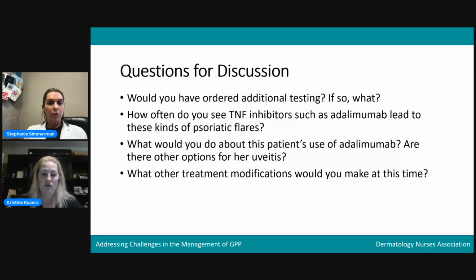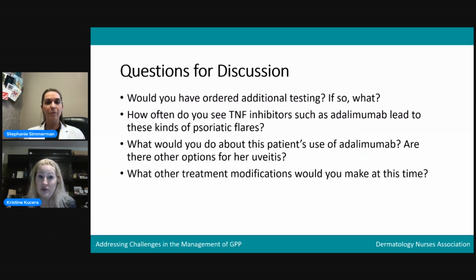So have you in your clinical practice seen TNF inhibitors such as Humira or adalimumab lead to these kinds of psoriatic flares before? I actually have. I've been practicing quite some time, but I haven't seen it very often. So I know for a fact I've had several patients get a change in morphology that I can remember off the top of my head, specifically with adalimumab. So it is something we need to kind of keep in mind.